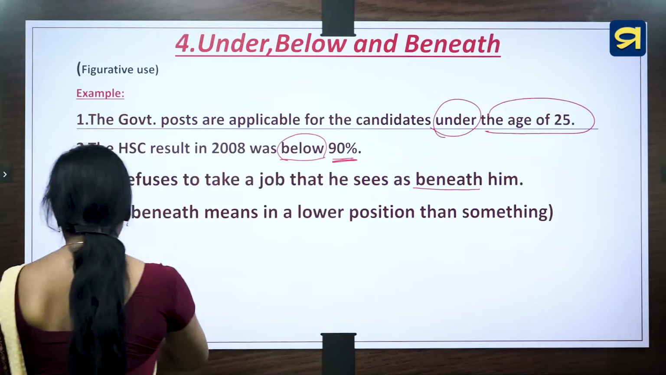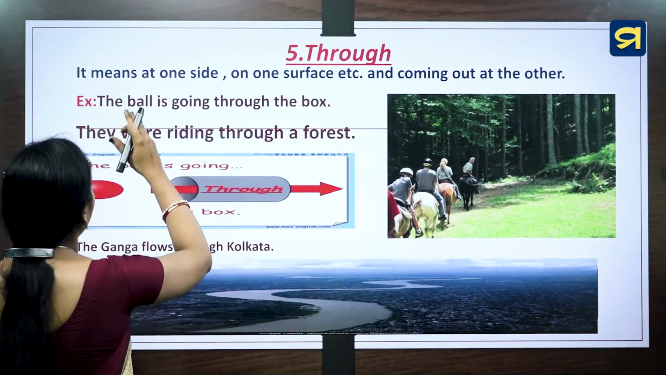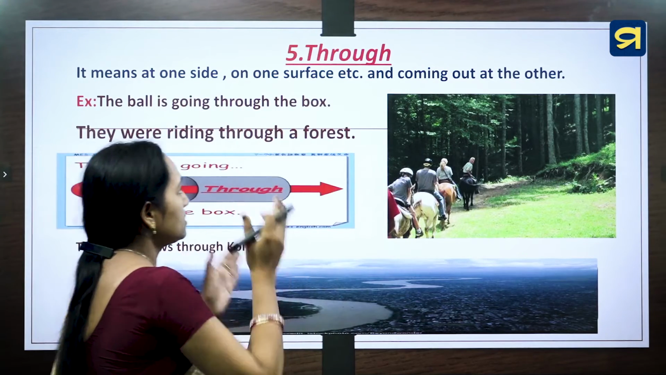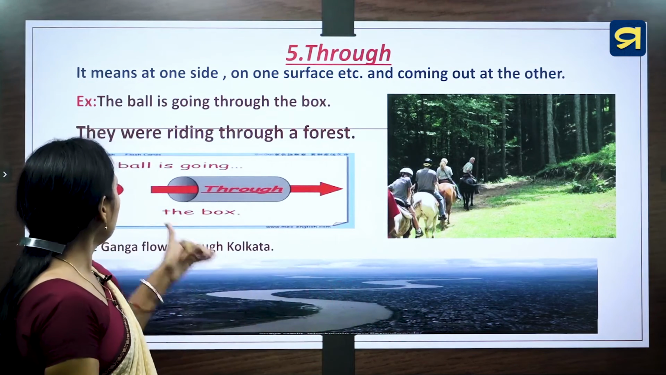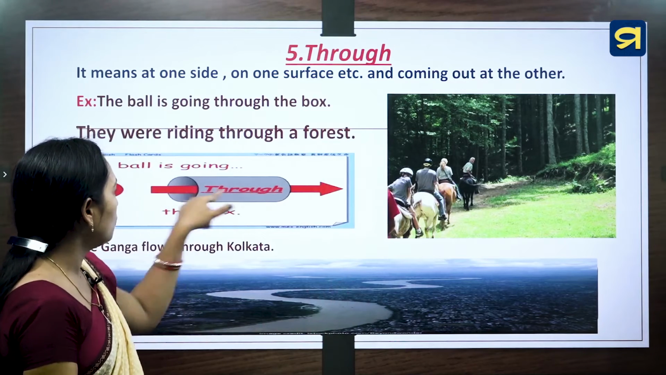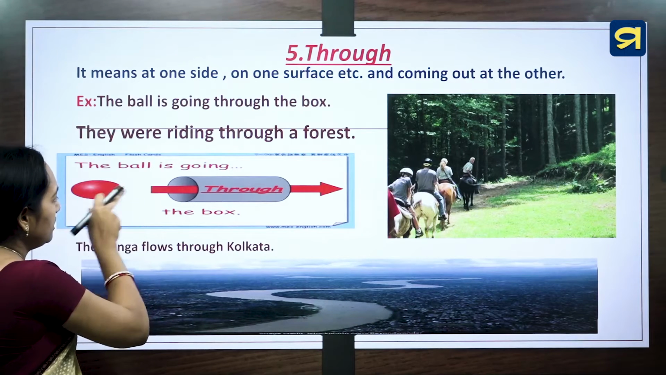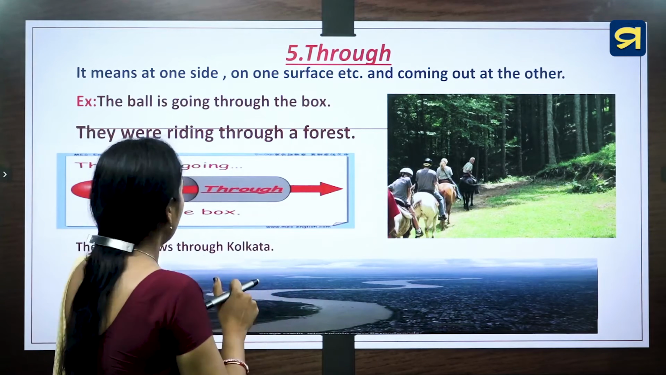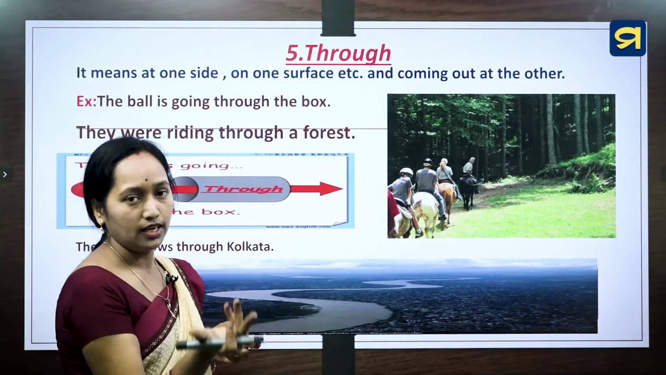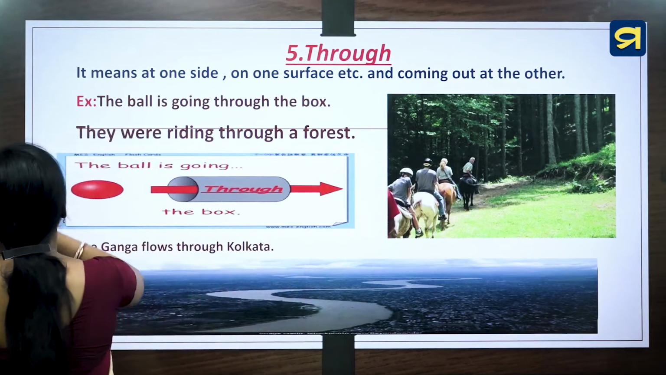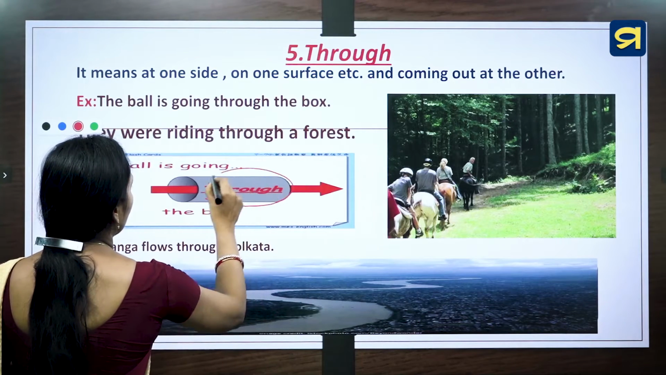Okay students, now come to the next preposition, through. It means at one side, on one surface, etc., and coming out at the other. Take for example, the ball is going through the box. Look at this image. When we throw this ball, it will enter this side of the box and come out at the other side. In this case, we will use the preposition through. The ball is going through the box.